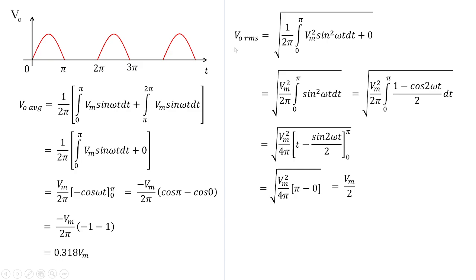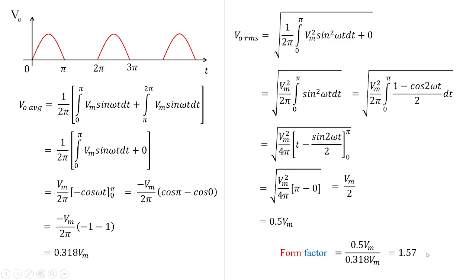You are going to get the value of Vrms of the output voltage as Vm by 2, which is known as 0.5 Vm. So this is a very important factor. Now the form factor for this particular waveform would be 0.5 Vm by 0.318 Vm, and the value is 1.57.